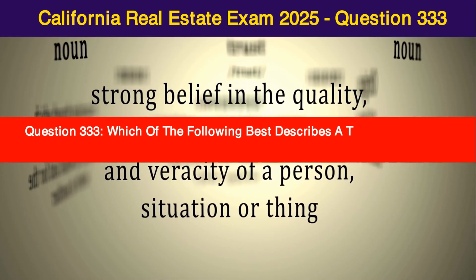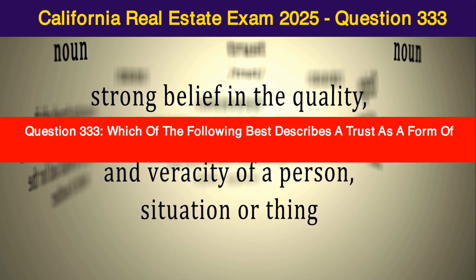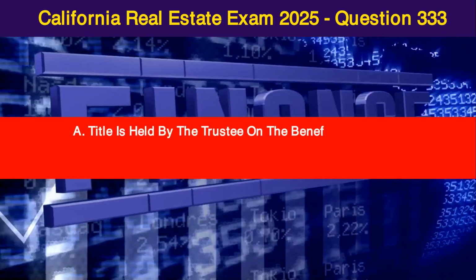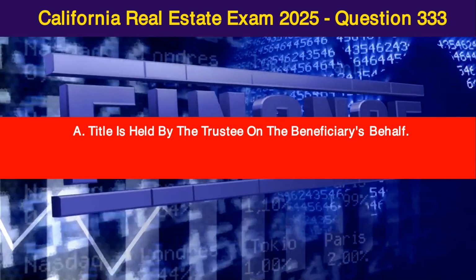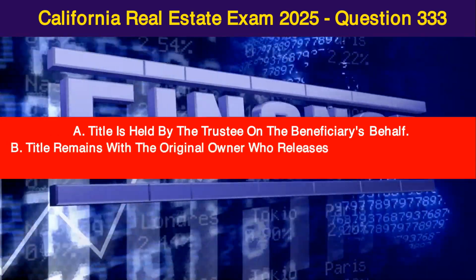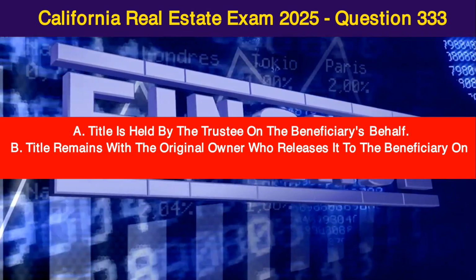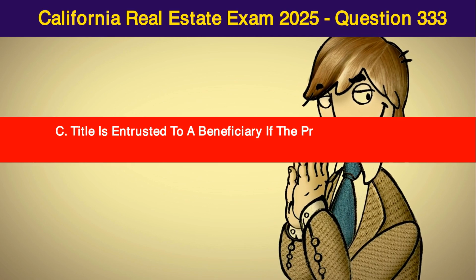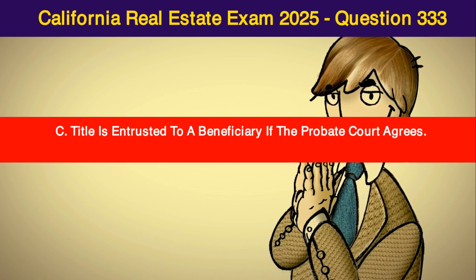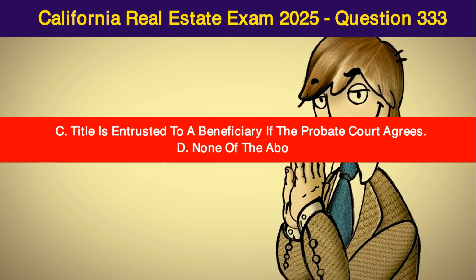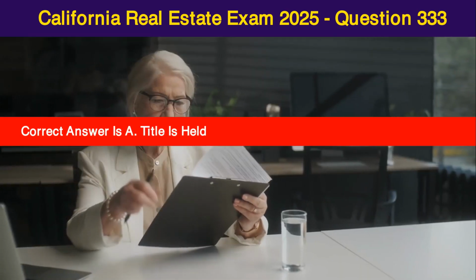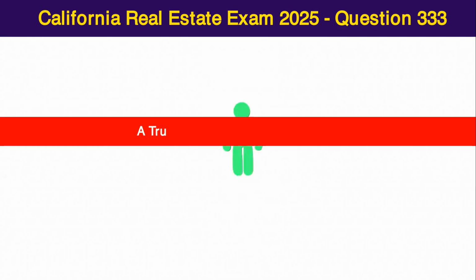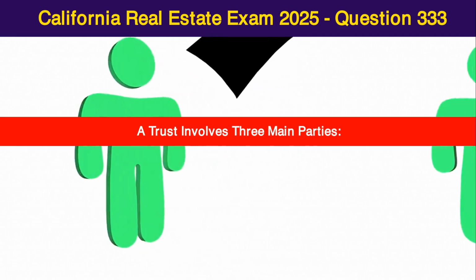Question 333. Which of the following best describes a trust as a form of property ownership? A. Title is held by the trustee on the beneficiary's behalf. B. Title remains with the original owner who releases it to the beneficiary on a certain date. C. Title is entrusted to a beneficiary if the probate court agrees. D. None of the above. Correct answer is A. Title is held by the trustee on the beneficiary's behalf. A trust involves three main parties.